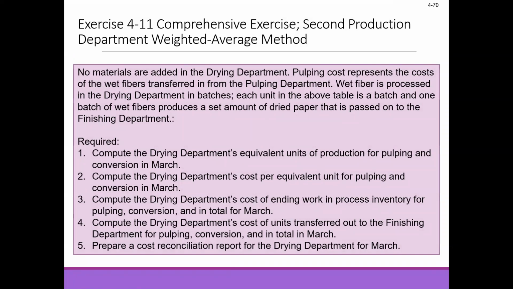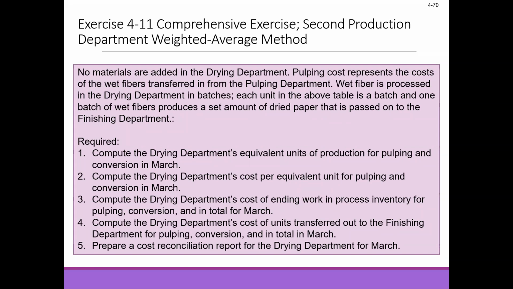So it tells us no materials are added in the drying department. Pulping costs represent the cost of the wet fibers transferred in from the pulping department. Wet fibers are processed in the drying department in batches. Each unit in the above table is a batch, and one batch of wet fibers produces a set amount of dried paper that's passed on to the finishing department.